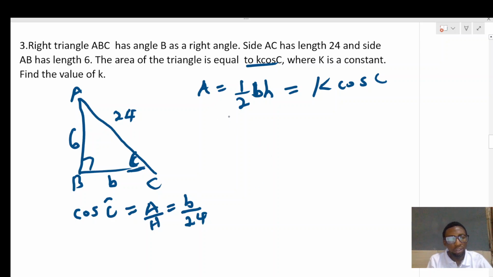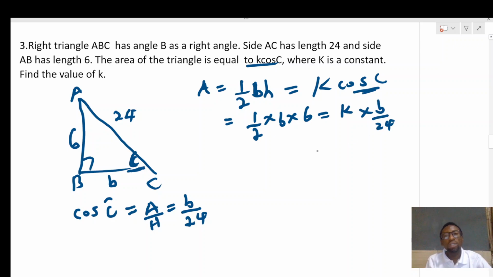So let's use the formula. The area of the triangle, half times base times height, is equal to K cos C. We have to find the value of K. So half times our base, which is B, times our height, which is 6, is equal to K times cos C, which is now B over 24.